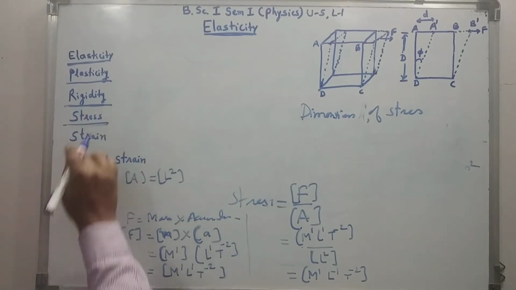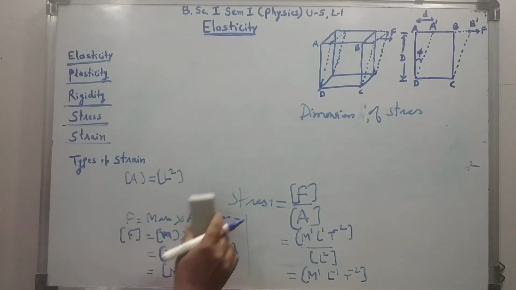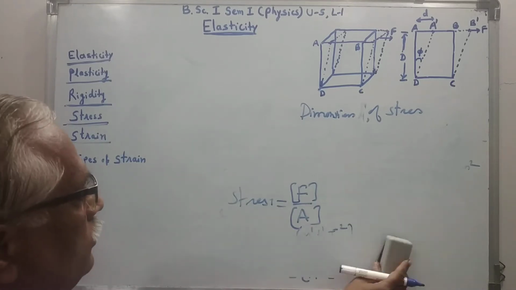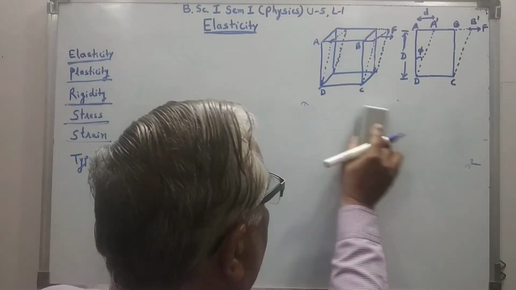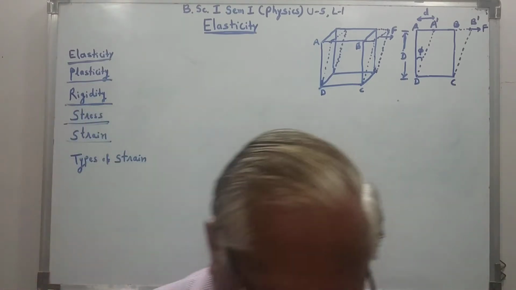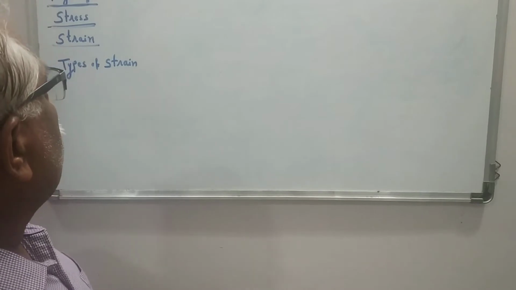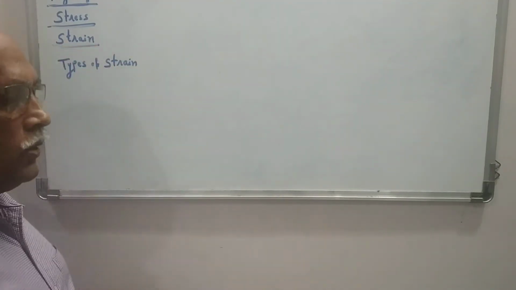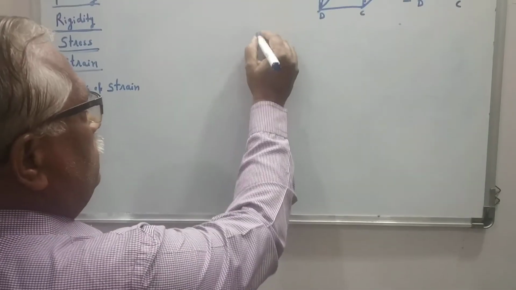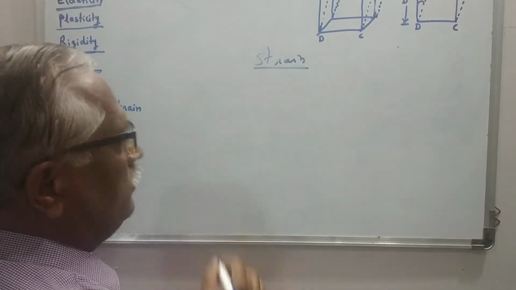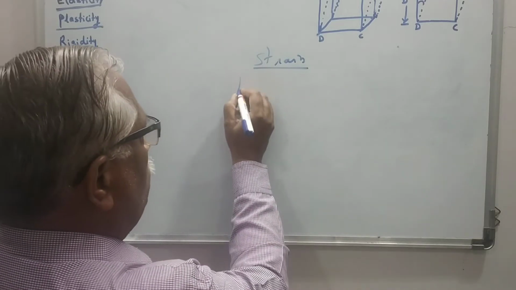Now let us discuss strain. We know that when a force is applied to the material body, there is a change in shape or size of the body. It means deformation takes place in the body under the action of force, and the deformation produced is directly proportional to the original dimensions of the body. Hence we can define strain. The definition of strain is the change in dimensions per unit original dimension.